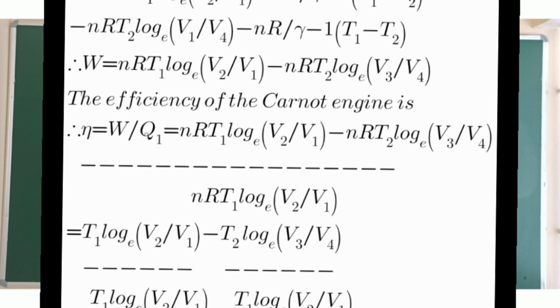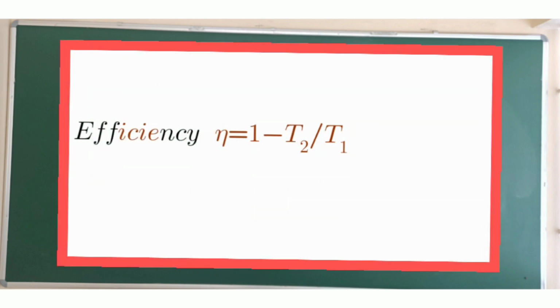When we separate this fraction into two parts, T1 log_e V2/V1 divided by T1 log_e V2/V1, minus T2 log_e V3/V4 divided by T1 log_e V2/V1. That is equal to 1 minus T2/T1 into log_e V3/V4 divided by log_e V2/V1. Therefore, efficiency η is equal to 1 minus T2/T1.